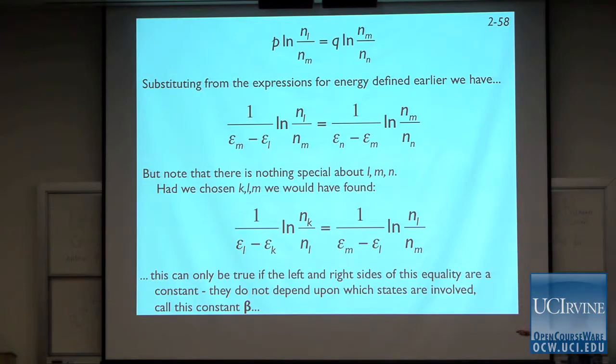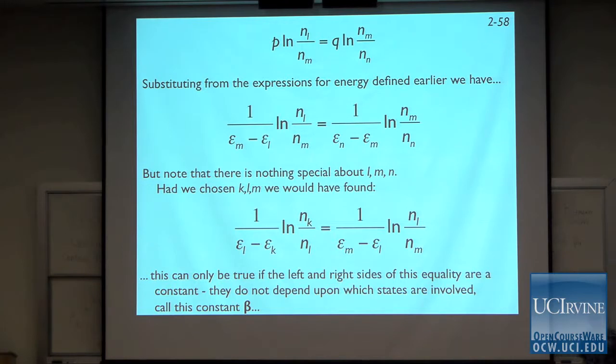Okay? And so it turns out to be the case that these two things can only be equal to one another. If I permute, is that the right word? Permutate these states, right? If I could have used A, B, and C, or X, Y, and Z, and gotten the same result, that implies that this has to be a constant, or this has to be a constant.